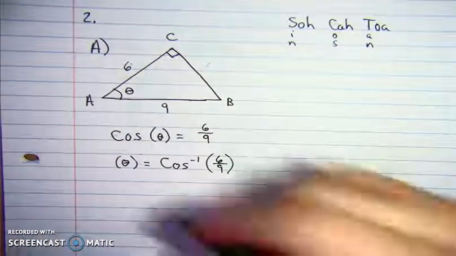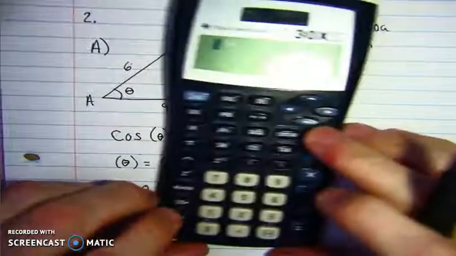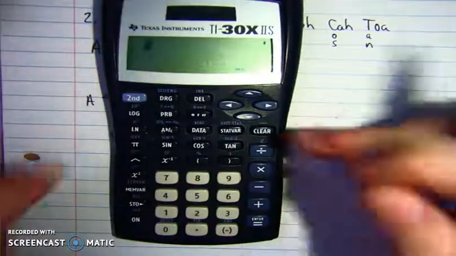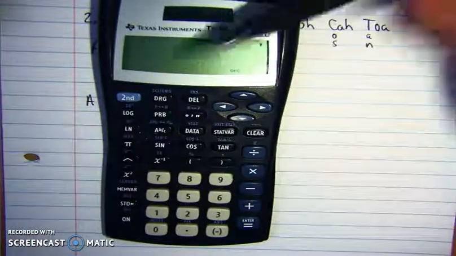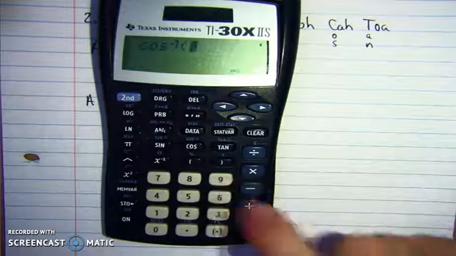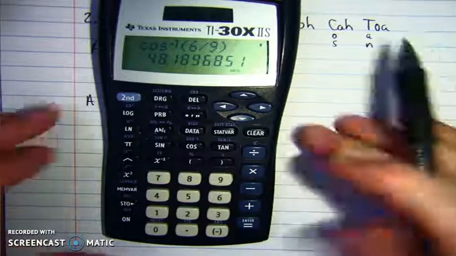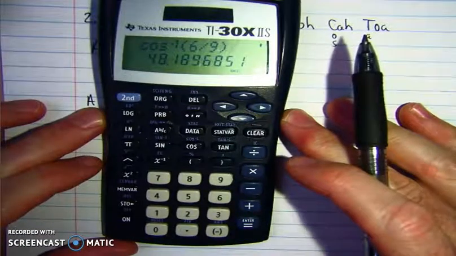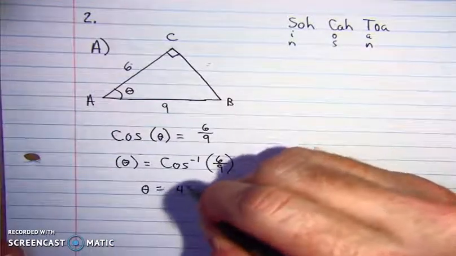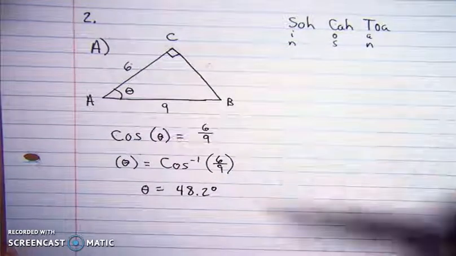And all I've got to do is plug that into my calculator. To use the inverse, all you have to do on the TI-30X2S is hit the second button, and hit your cosine. That'll give you the inverse. And then I just type in 6 divided by 9, and that gives me 48.189. I'm going to round that to 48.2, and make that 48.2 degrees is the angle theta.